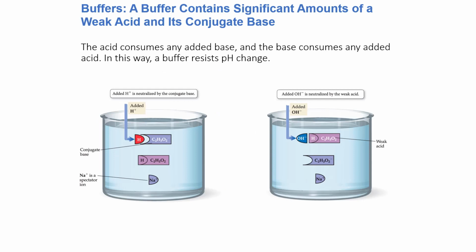All right, so here's a picture of what would happen. This is our buffer, this part and this part. And if we add H plus to it, if we add a strong acid to it, we have base here to neutralize it. And if we add base to it, then the acid would neutralize it.